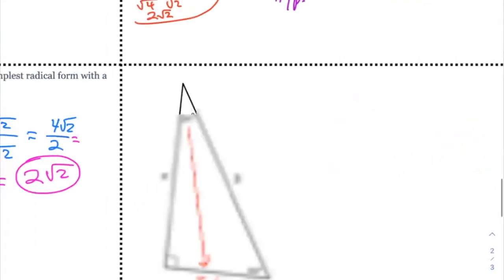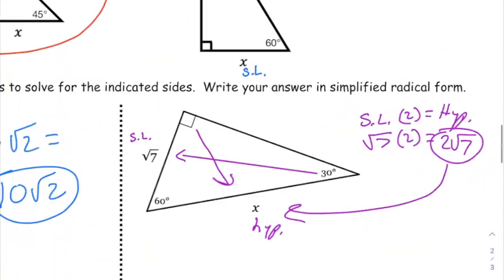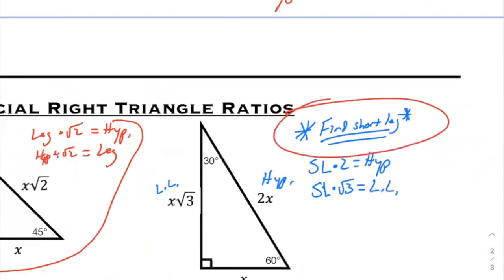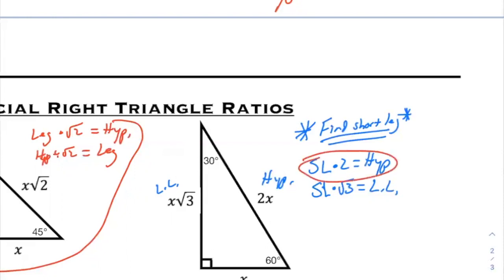All right, remember my words of wisdom up here. First thing you got to do, make sure you got the short leg. If you don't have it, find it. Okay, so short leg times 2 is the hypotenuse. So if they give me the hypotenuse, I'm going to divide by 2 for the short leg. Short leg times root 3 is the long leg. So if they gave me the long leg, I'll divide by root 3 to get the short leg.